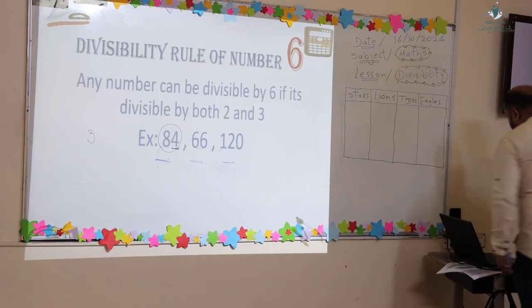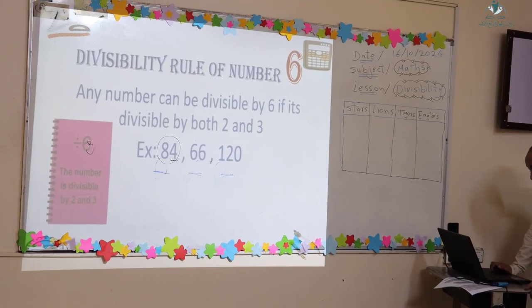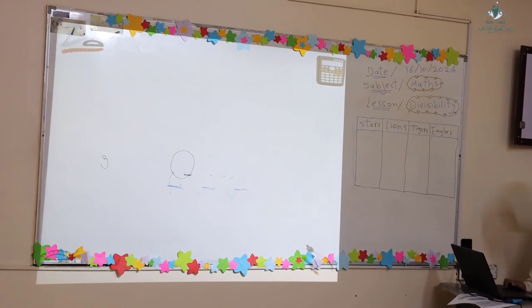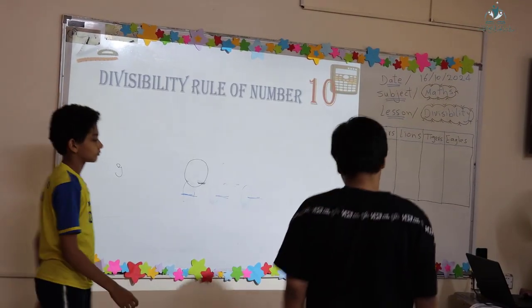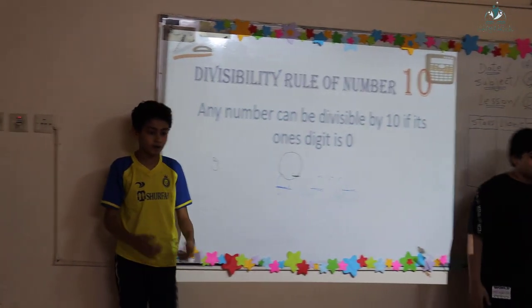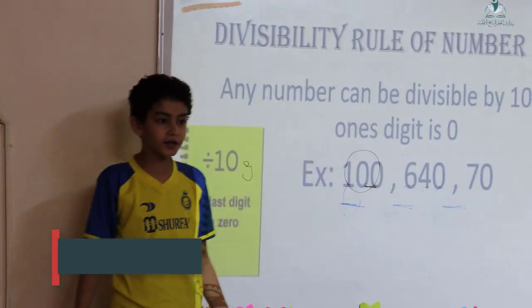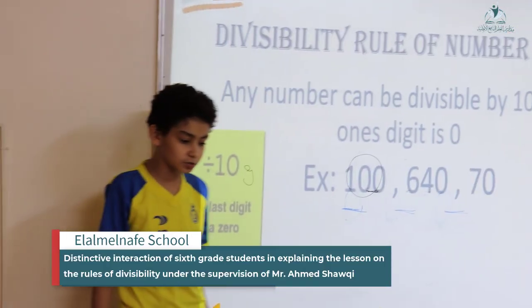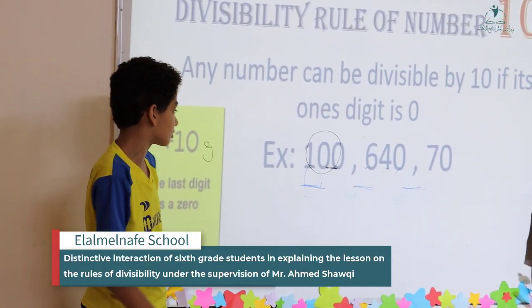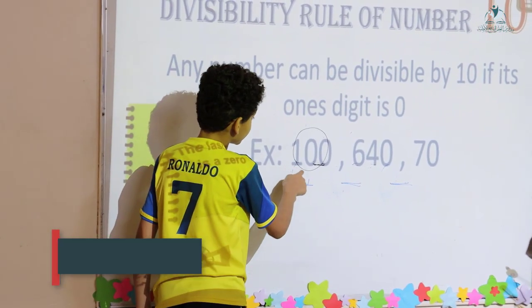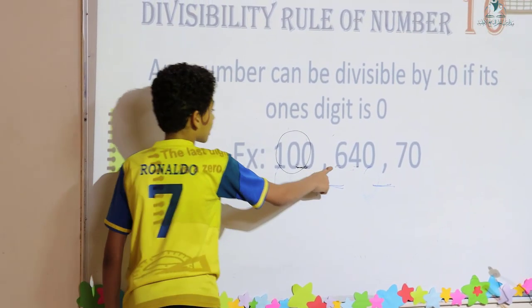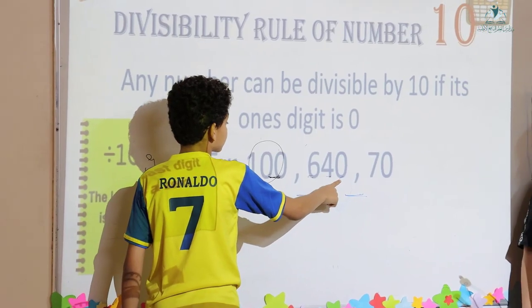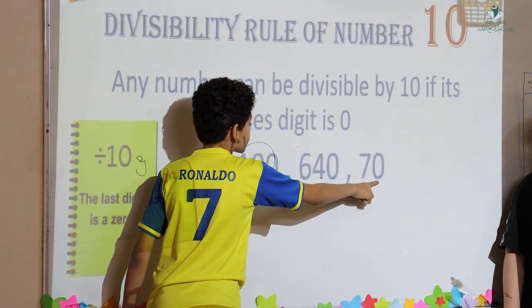Okay, now divisibility rule of the number 10. Where is number 10? Hello my friends, I am the number 10. Any number can be divisible by me if its ones digit is 0. Example, 100. Here the ones is 0. 640. Here the ones is 0. 70. Here the ones is 0.